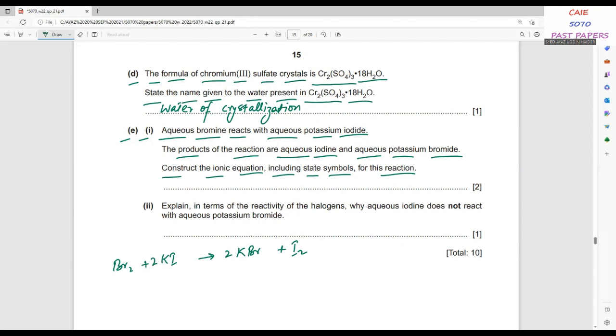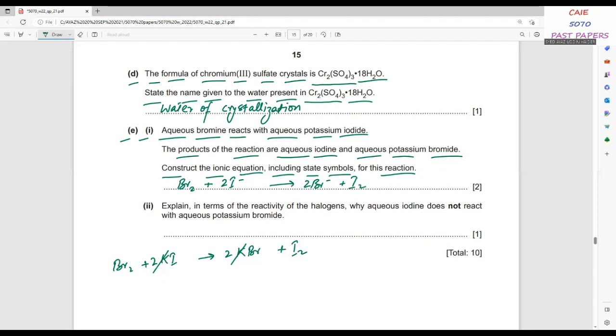So what you'll do is remove the common ions from both sides of the equation. The common ions will be cancelled out. We have potassium ion being the common one. So we have Br2 plus I minus. You write 2I minus, which gives on the product side 2Br minus plus I2.